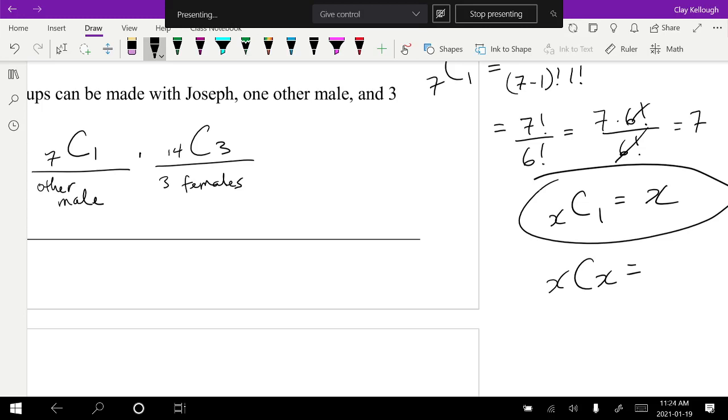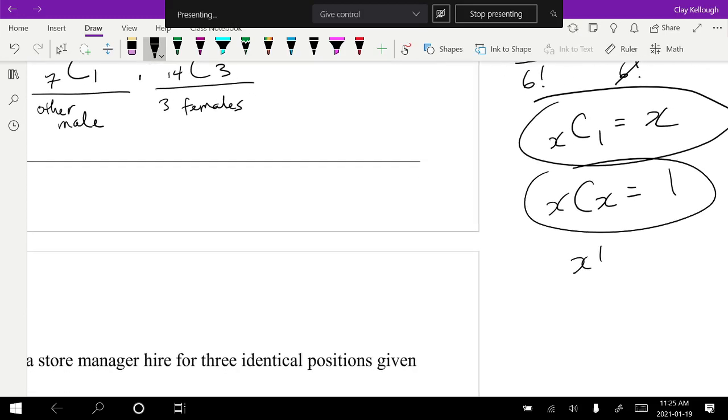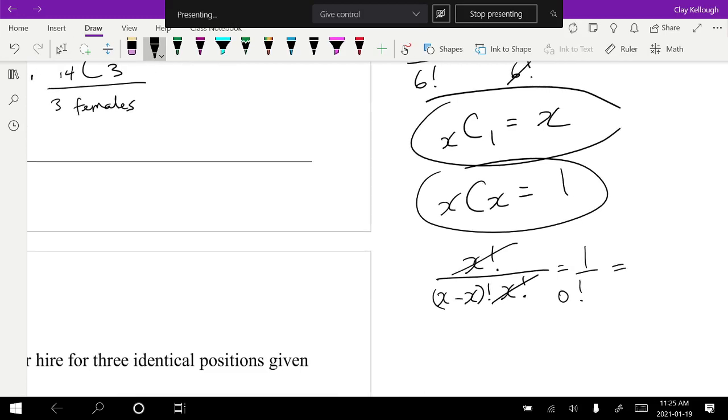Shouldn't it be 1? If the order I choose them doesn't matter, I have to make a committee of 3 people out of this class, and there's only 3 people in the class. Isn't there only one way to choose that? Let's look at the algebra. X choose X would be X factorial over (X minus X) factorial times X factorial. Well, those things are just 1. And the other thing is 0 factorial, and we have talked about this already. 0 factorial is 1. So, yep.